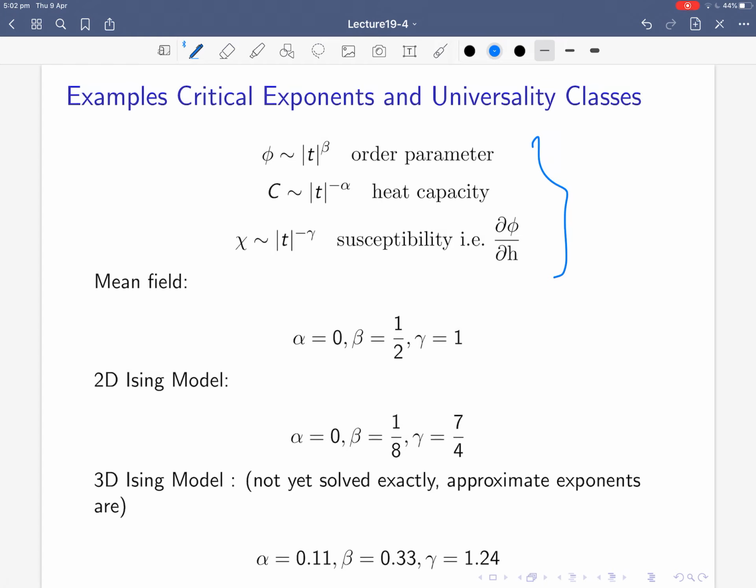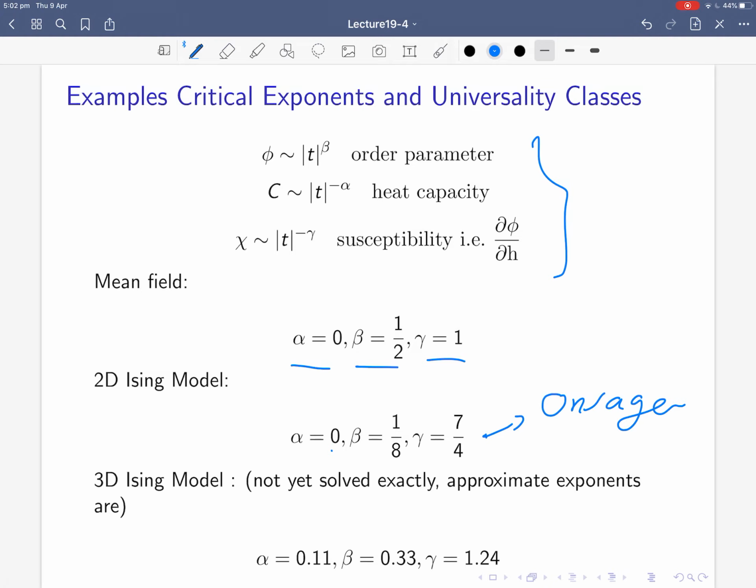So we've got some examples of universality classes and critical exponents here. Here are the definitions again. The mean field one we've just done: alpha is 0, beta's a half, gamma's 1. We've just solved that one. I think you've seen the 2D Ising model solved. And in those cases we have alpha equals 0, beta equals 1/8 and gamma is 7/4. Those results are probably due to Onsager, who solved the 2D Ising model.